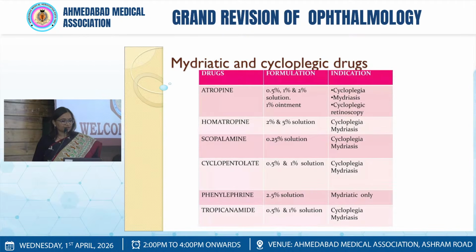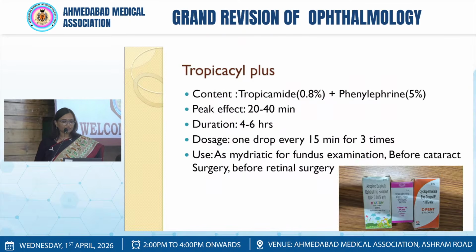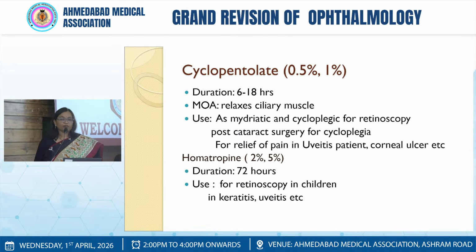The other drugs are homatropine, cyclopentolate and tropicamide, which we commonly use. So atropine is the strongest cycloplegic drug, followed by homatropine and cyclopentolate. Homatropine is available in 2% and 5%. The duration lasts up to 72 hours, and it is used for retinoscopy in older children, from 3 to 5 years up to 15 years of age.